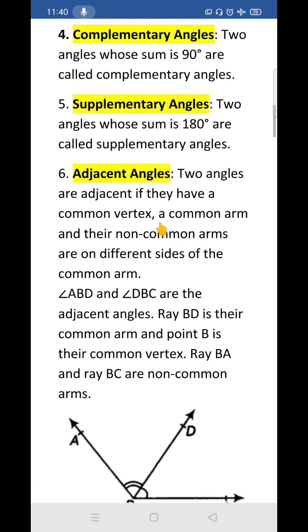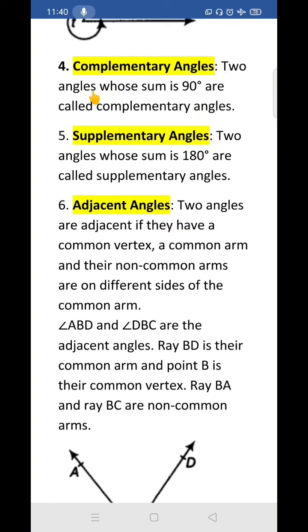Complementary angle, in the sense, see here, if we add up two angles whose sum is 90 degree, they are called complementary angles. For example, 40 degree and 50 degree. When you add up these two angles, you are going to get 90 degrees. So they are called complementary angles. If the sum of the two angles is 90 degree, then you can say they are complementary angles.